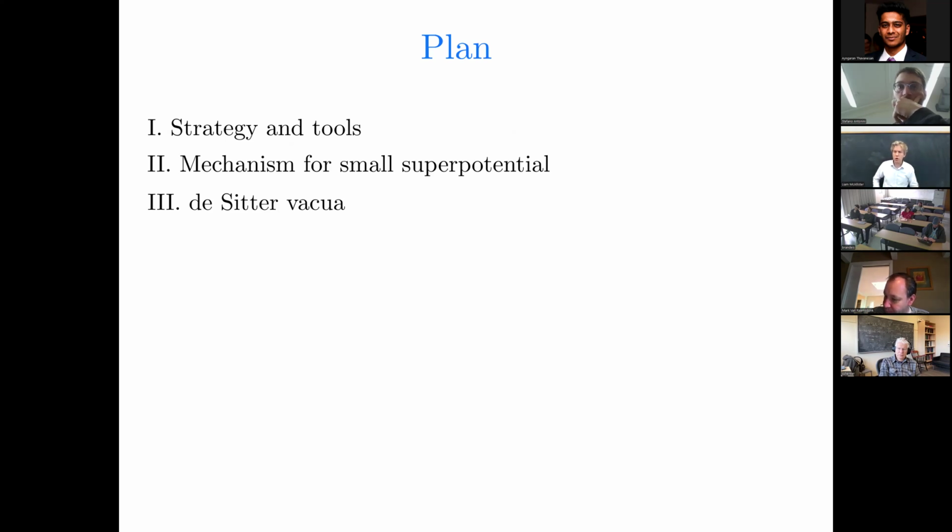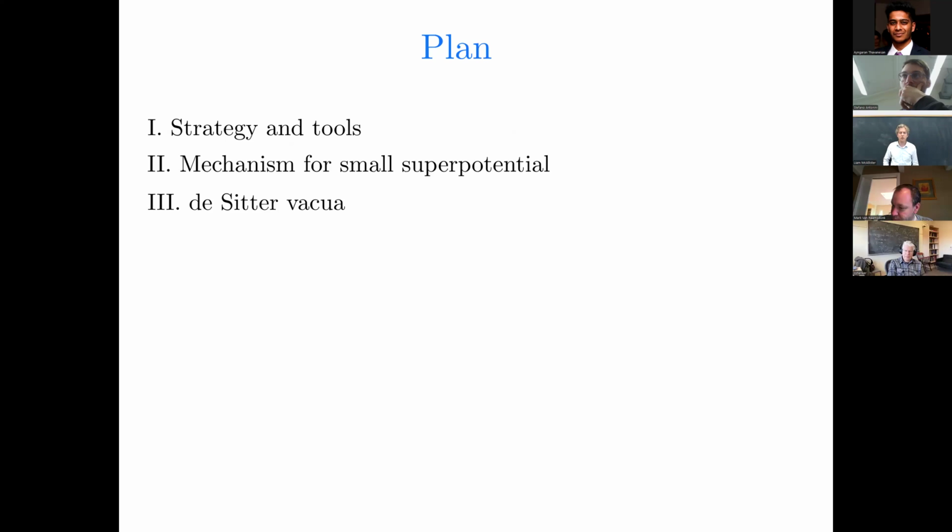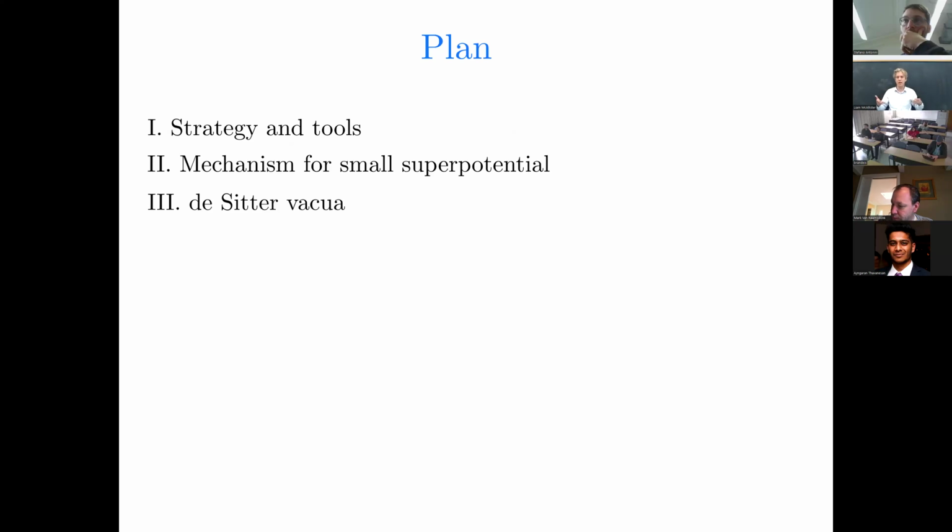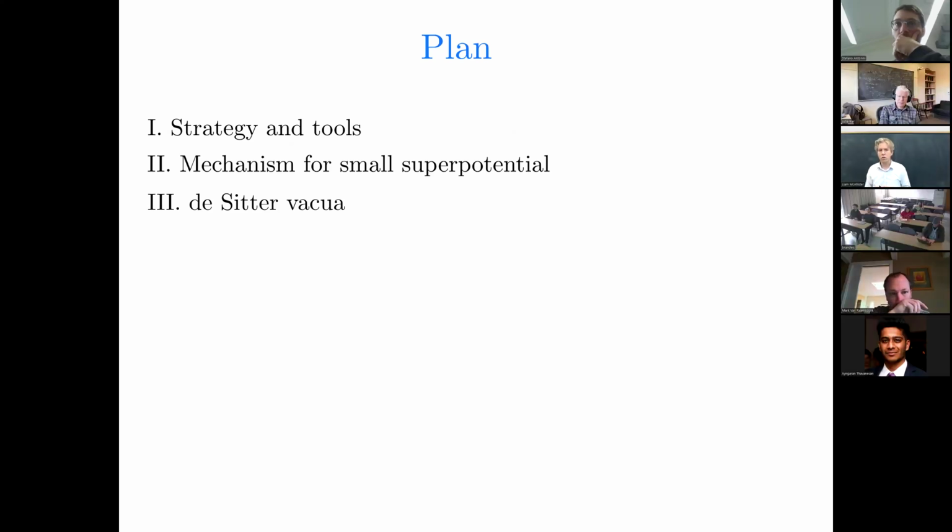So this item 2, yeah, thanks for asking. This mechanism for a small superpotential, that's the physics engine of the work. We first have a computational piece, and then we have to have a physics idea for how to generate hierarchies. So that's part 2 of the talk, and then the third part I'll put them together and describe candidate de Sitter vacuum. So first, a bit about the strategy.